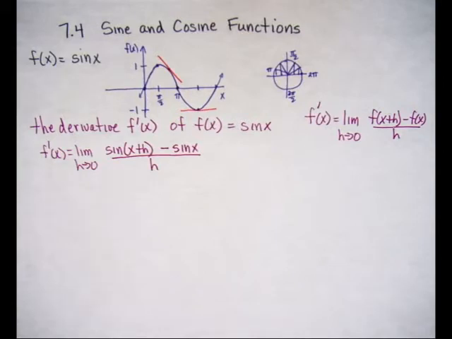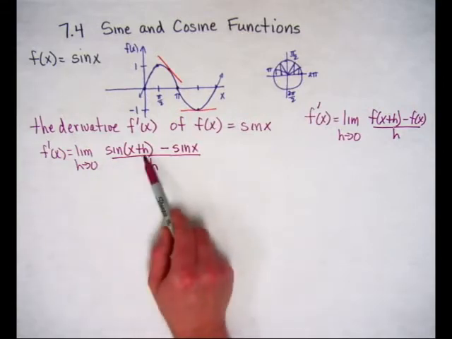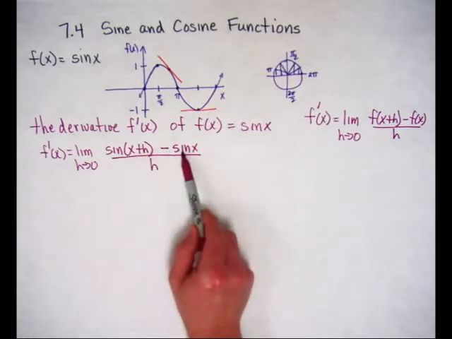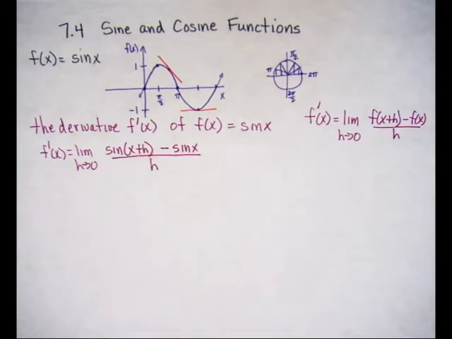Now, whenever you're faced with a limit, we always want to try plugging in the value, but you'll notice that if you plug 0 in for h here, you'll get sine x minus sine x, which is 0 over 0. This is called a limit of indeterminate form. We spent a lot of time back in the earlier chapters studying limits of indeterminate form, but they were all algebraic functions. Now we have a trig function, and we need to somehow find this limit.